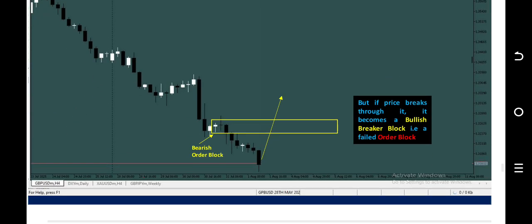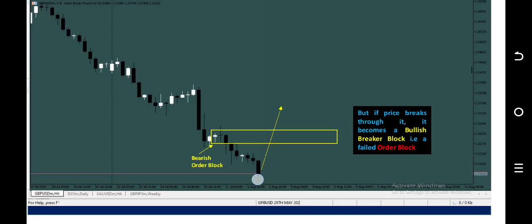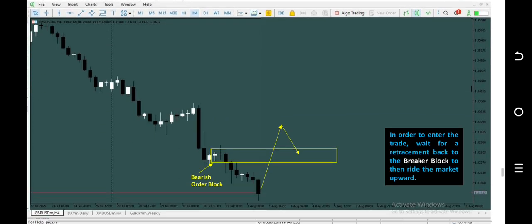But in a situation whereby price came to that zone and penetrated through it and closed above it, this bearish order block is now called a failed order block. Okay, a failed order block. And once it failed, it has become a breaker block. Okay, it has become a breaker block.